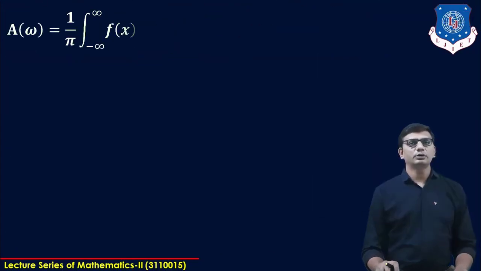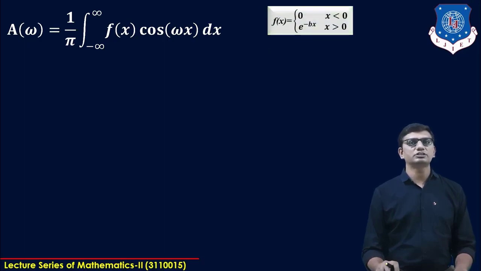Here A(omega) is 1 upon pi integration of minus infinity to infinity f(x) cos omega x dx. Now we put in the function f(x), but f(x) equal to e raised to minus bx is only valid for x greater than 0. So here we define our function f(x) equal to 0 for x negative, and e raised to minus bx when x is positive. Here our function is divided into two parts. If x is negative then it is 0, and if it is positive then e raised to minus bx.